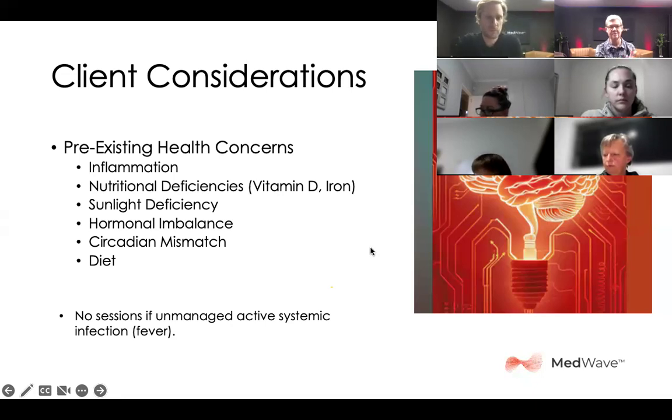And just a point here with pre-existing health conditions, we would be very careful with sessions using photobiomodulation if that person has got active systemic infection, particularly a high fever, or any kind of infection that's not currently being treated. So our red and infrared would definitely complement proper treatment. You don't want to put yourself at risk by missing the opportunity to encourage someone to get proper treatment for a condition that you maybe are noticing.